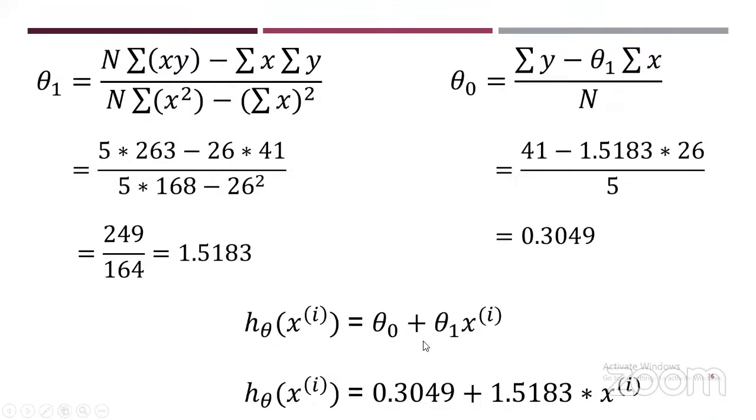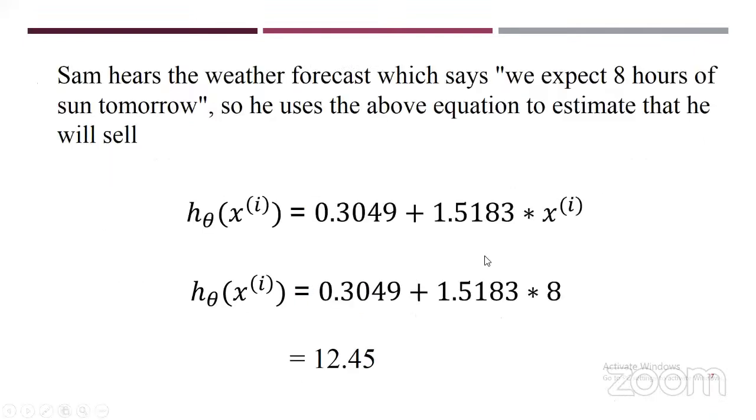So now we know the value of your theta naught and theta 1. I can simply place my x, and based upon that placement, I will be able to calculate. So here in this case, suppose it is going to be 8 hours. That means it is going to be nearly this much ice cream. This 12.45, you can take it as the floor or the ceiling. So this much ice cream I will be able to sell.